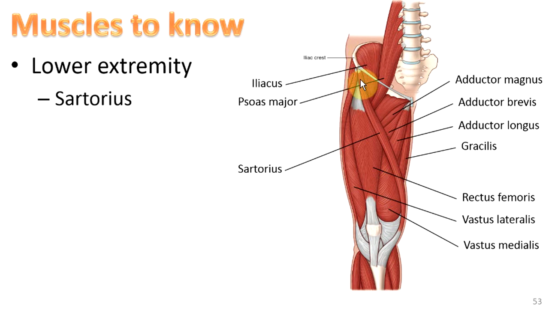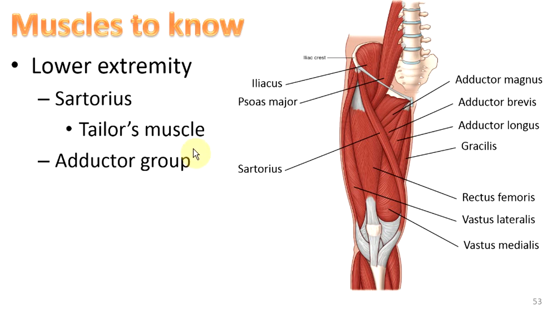Okay, so where that muscle goes, it originates on the ASIS, anterior superior iliac spine of the ilium, right here, and it inserts on the medial part of the tibia right below the knee. That's something called the pes anserine. Oh, there we go. As I said, the tailor's muscle. Okay, the adductor group.